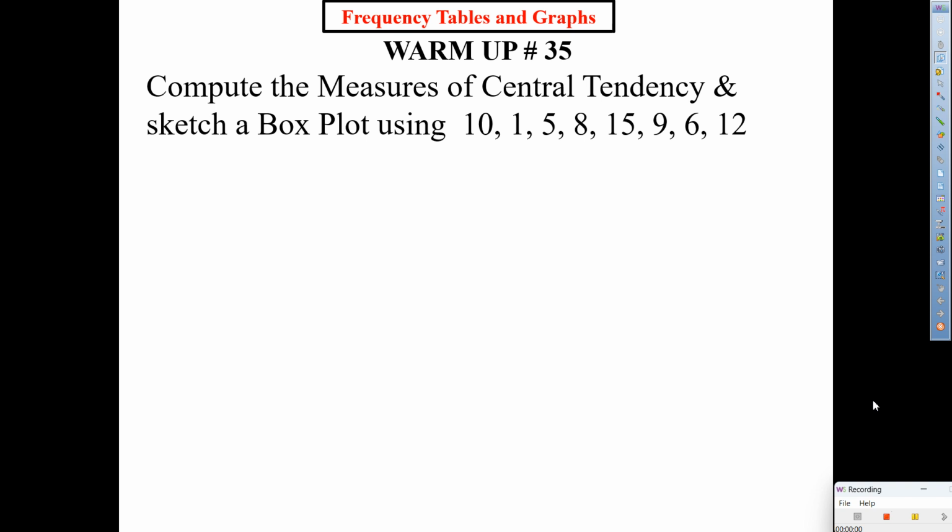So warm-up number 35, it says compute the measure of central tendency and sketch a box plot using 10, 1, 5, 8, 15, 9, 6, and 12. Some of you already got started and automatically went to standard deviation. This is not standard deviation. Double check your noodle. I know some of you are like, computers went to compute. My goodness.